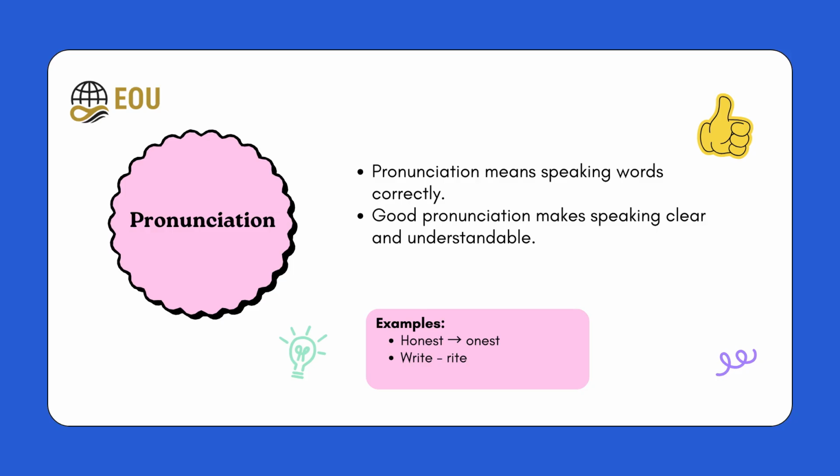Now let us understand pronunciation. Pronunciation means speaking words correctly. Good pronunciation makes speaking clear and understandable. For example, honest is pronounced as "onest." Right is pronounced as "rite." Some letters are written but not spoken. That is why listening and practicing are very important.